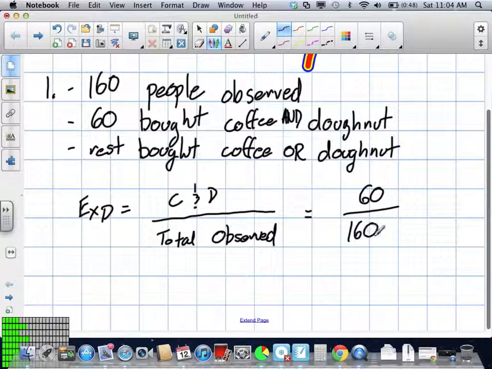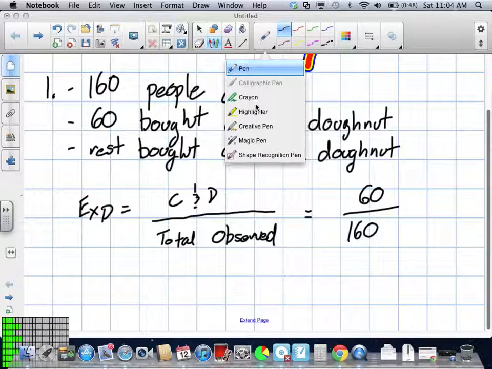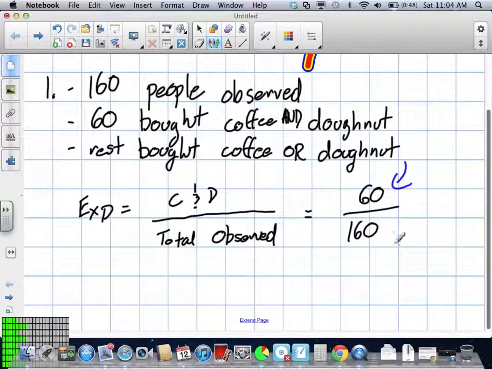And how many people were observed? 160. Good. So in order to figure it out as a fraction, they'd probably want us to reduce this to lowest terms. How can we reduce this? 60 divided by 160 will bring us down to a decimal. But let's say I still want it as a fraction in lowest terms. We have to think of numbers that divide into each of these. Whenever you're doing probability, you try to break things into lowest terms. If you were to go to a casino, they wouldn't say your chances are 60 in 160. They'll break it down to the lowest fraction possible.